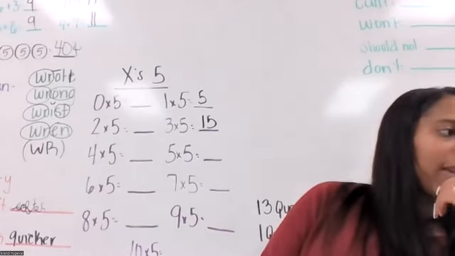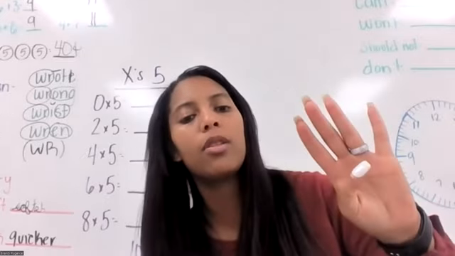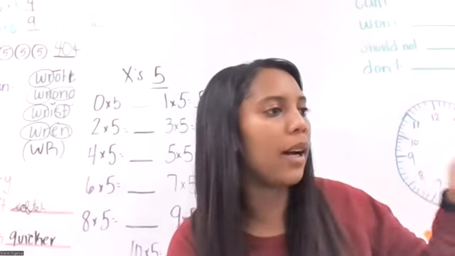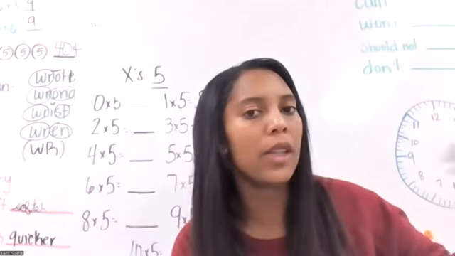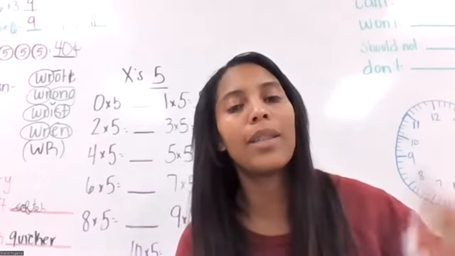Then on the side it has 5 times 1. That also equals 5. Okay, next we have C. 4 times 5. That's telling me I have 4 groups of 5. So I can count them by 5s. 5, 10, 15, 20. So 4 times 5 is 20.